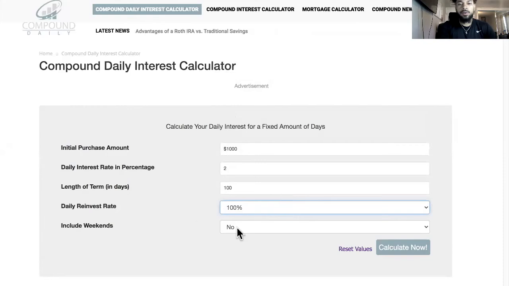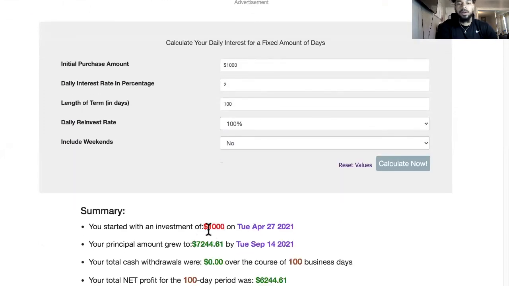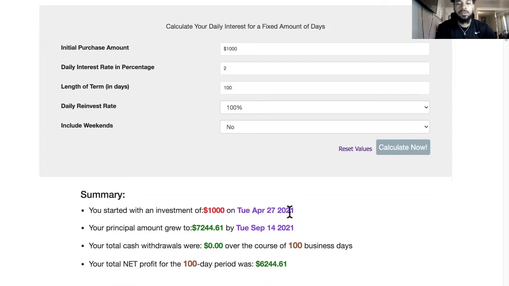And then where it says include weekends, we're going to keep that at no because we do not trade on the weekends. The Forex market is closed. Now, if we calculate this, we have the potential of growing a $1,000 account to $7,244.61 from Tuesday, April 27th to Tuesday, September 14th. Okay, that's awesome growth right there. 2% a day is tremendous growth. If you do the math and you do this for a year, 2 years, you can be a 6-figure trader. And so that's something that keeps me going as I pursue this binary options trade.